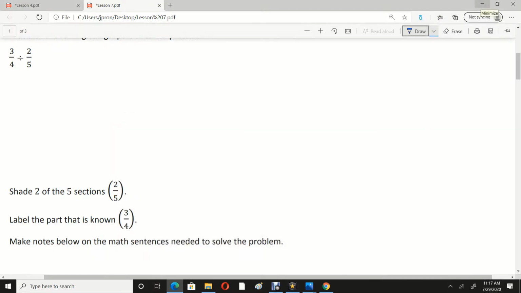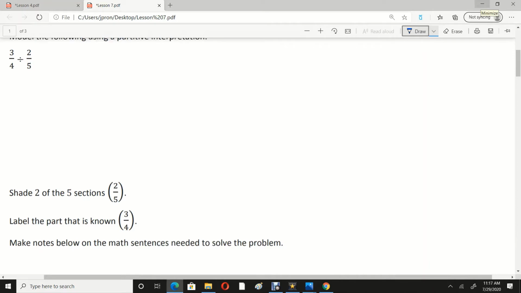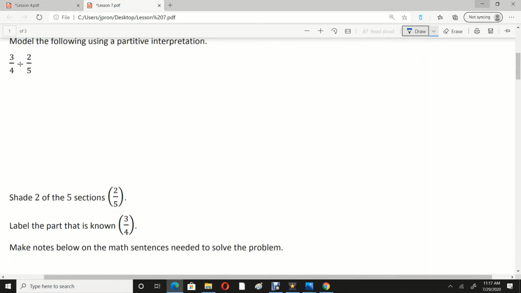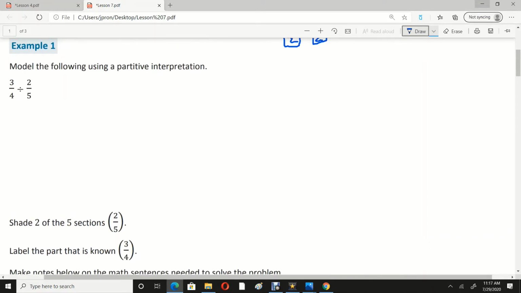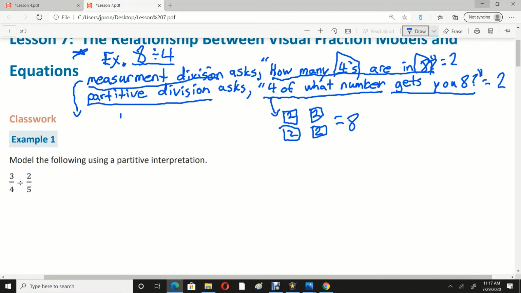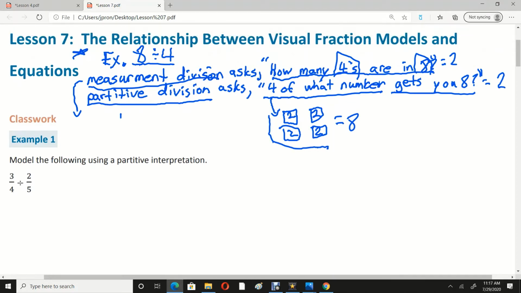All right, so what we're going to be doing today, instead of modeling this using measurement division, we're going to model it using partitive interpretation. So let's go back to the example that I used with 8 divided by 4. When I did the partitive division, I started by modeling the number of groups, right? I modeled my divisor first. So here my divisor is 2/5.